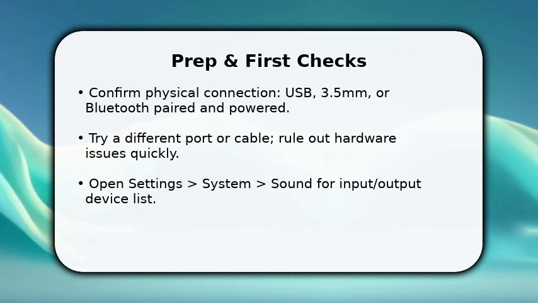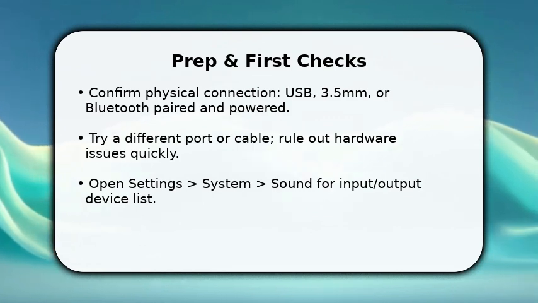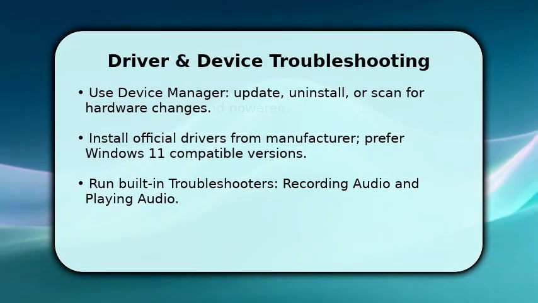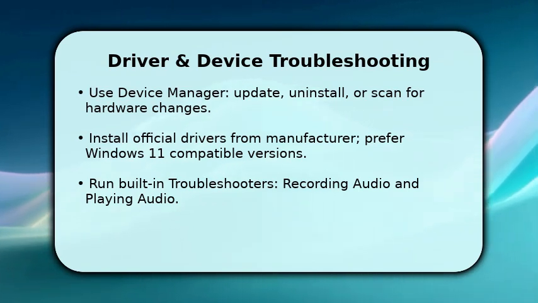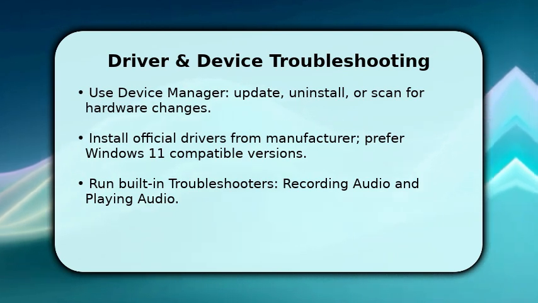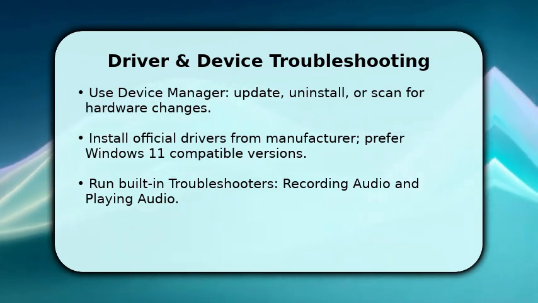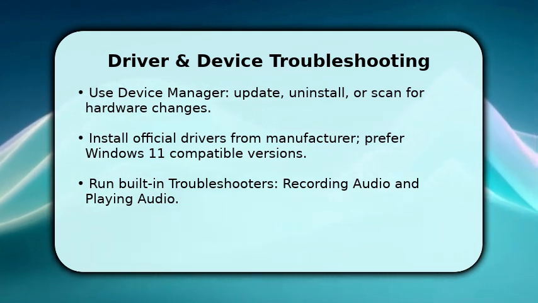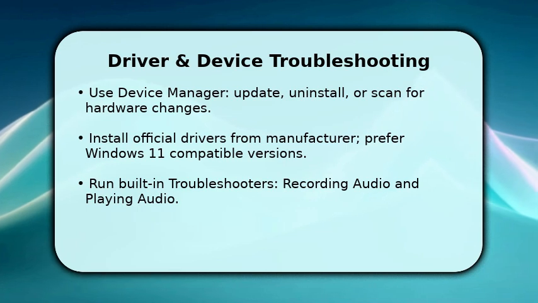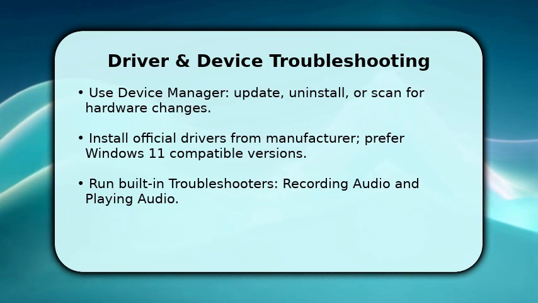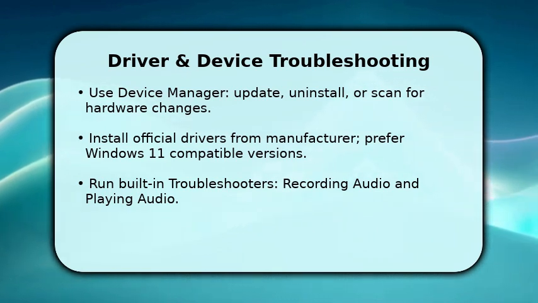Now focus on drivers and system recognition. Open Device Manager and find your headset under Audio Inputs and Outputs or Sound, Video, and Game Controllers. Right-click to update driver or uninstall, then scan for hardware changes to force reinstallation. If Windows drivers fail, download and install the manufacturer's Windows 11 driver. This often restores functionality. Also run the built-in troubleshooters for recording audio and playing audio. They can apply registry and configuration fixes automatically.